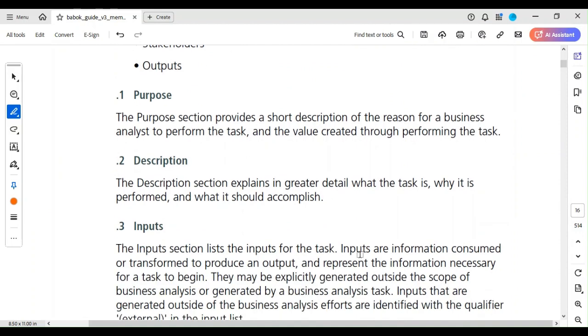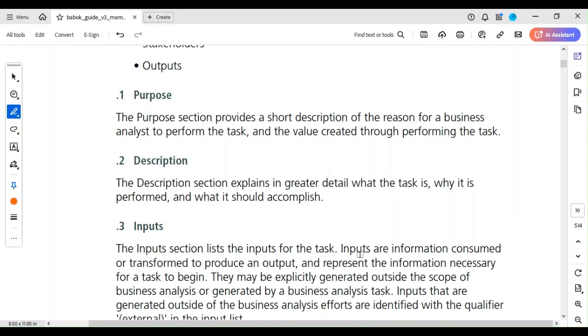Purpose. The purpose section provides a short description of the reason. So whenever you think purpose, think reason for a business analyst to perform the task. So why am I performing this task? And the value created through performing the task. And at the end of performing this task, what do I look at achieving?